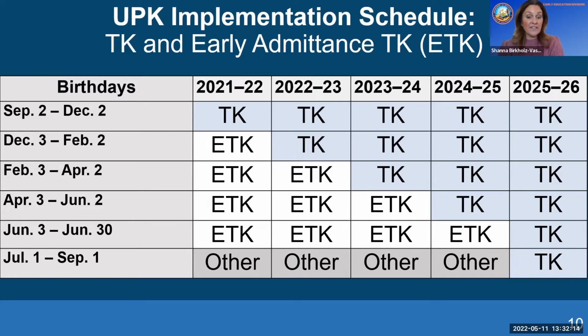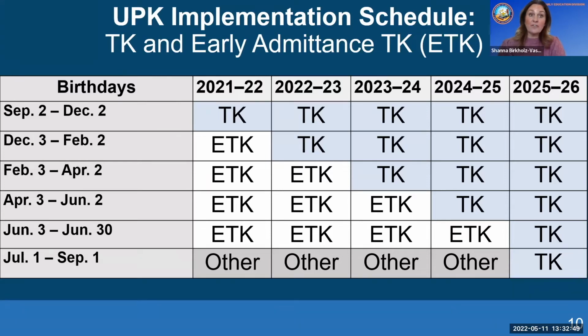In 2023-24, TK students are eligible if they turn 5 between September 2nd and April 2nd. At district discretion, children turning 5 between April 3rd and the end of the school year can be included in ETK. Rules for children with birthdays between July 1st and September 1st remain the same. Also, this year, ratios are modified to a 1-to-10 ratio, subject to future legislative appropriation, and class size remains 24.